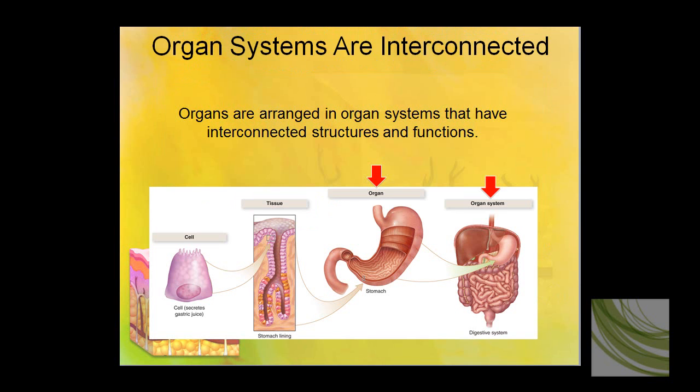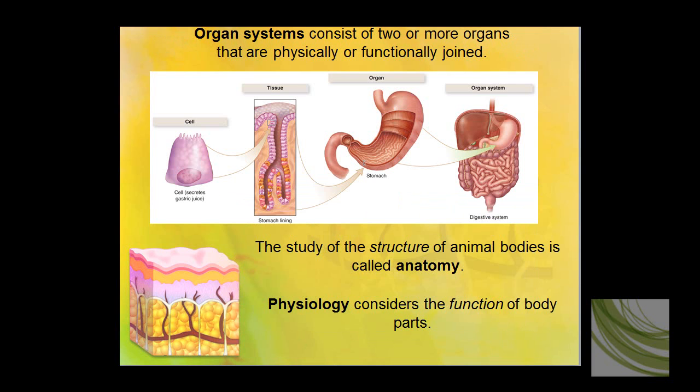Organs are arranged into organ systems. So, for instance, all of the organs involved in the digestive tract, all of the organs involved in the cardiovascular system, things like that. The study of all the structure of an animal body is called anatomy. Then when we look at how they work together, how do they function, that is called physiology.